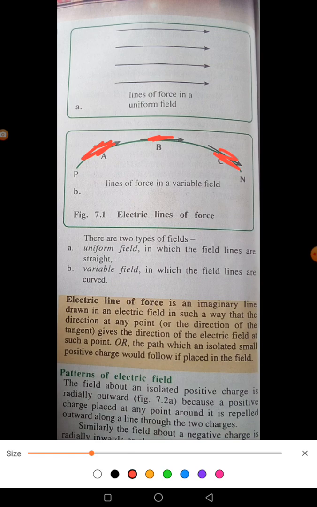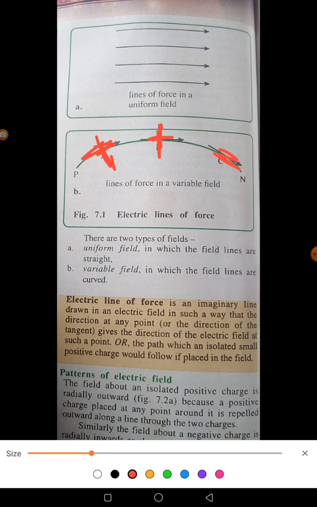The direction here is not the same as the direction here. The direction here is almost tilting upward, while this one is horizontal. So note, if you want to get the direction of the curved field like this, you draw a tangent to the curve. The direction of the tangent determines the direction of the field at that point. So like I said, there are two types of field. We have uniform field, in which the field lines are uniformly straight.